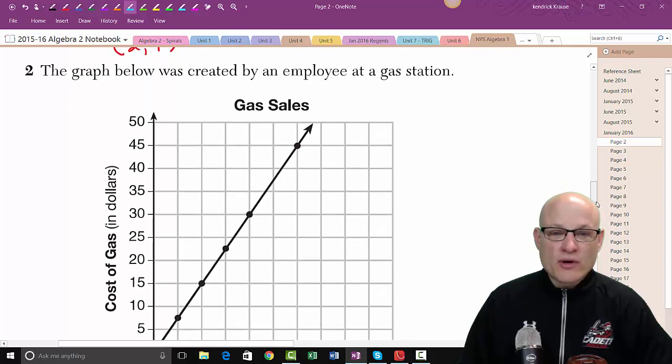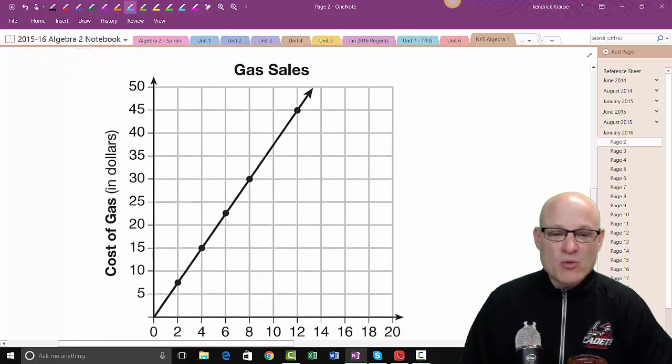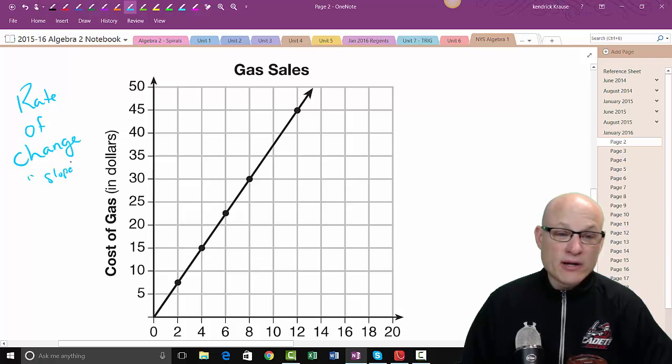The graph below was created by an employee at a gas station. Now, what I want you to notice is that it is a perfectly straight line, which means the rate of change, otherwise known as slope, I know they don't like using that word anymore, the slope is consistent throughout.